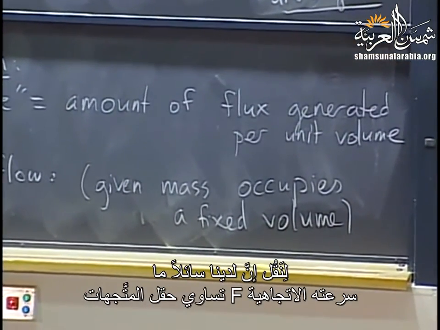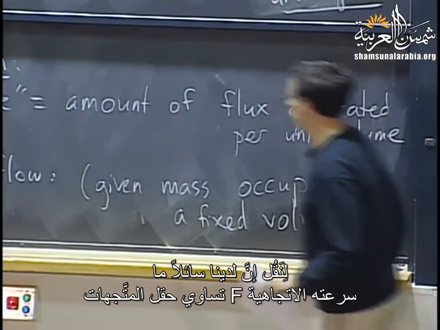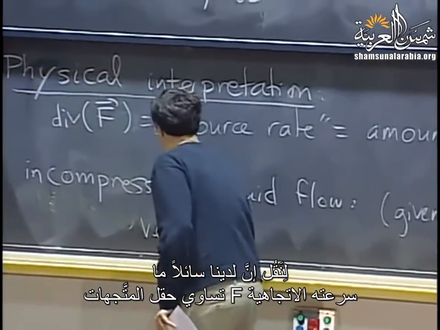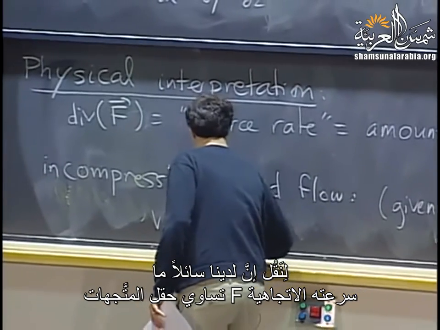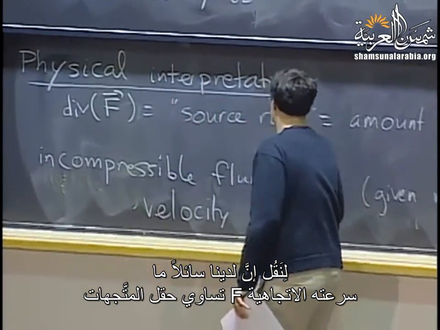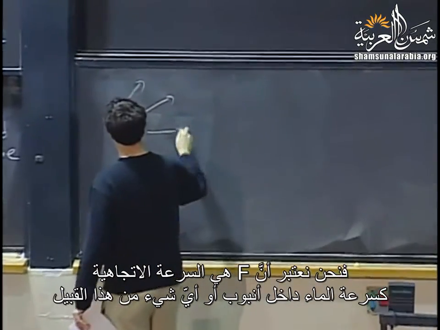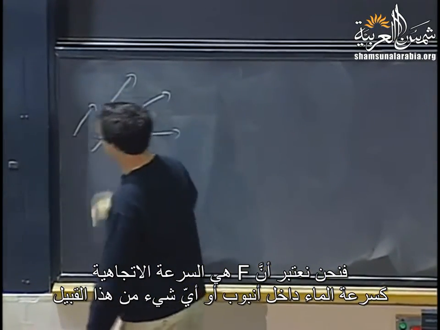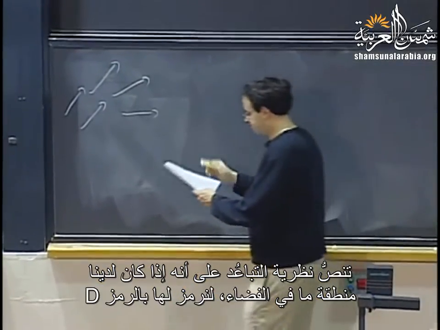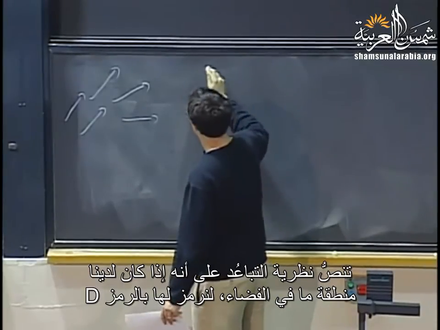Then, let's say that we have such a flow with velocity given by our vector field f. So we're thinking of f as the velocity in maybe something containing water, a pipe or something. So what does the divergence theorem say?